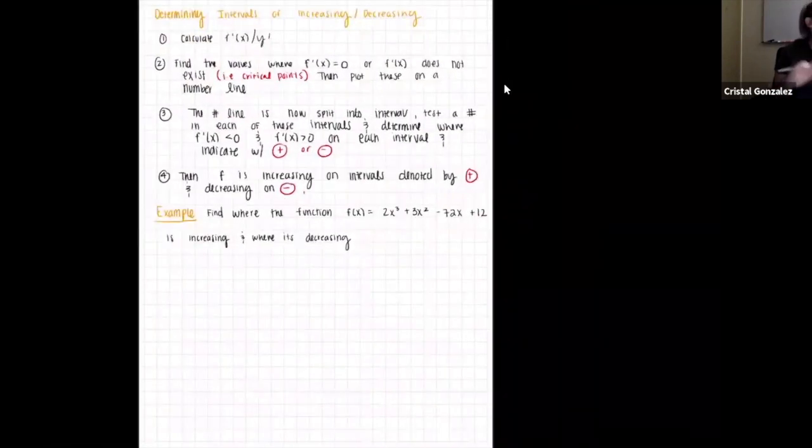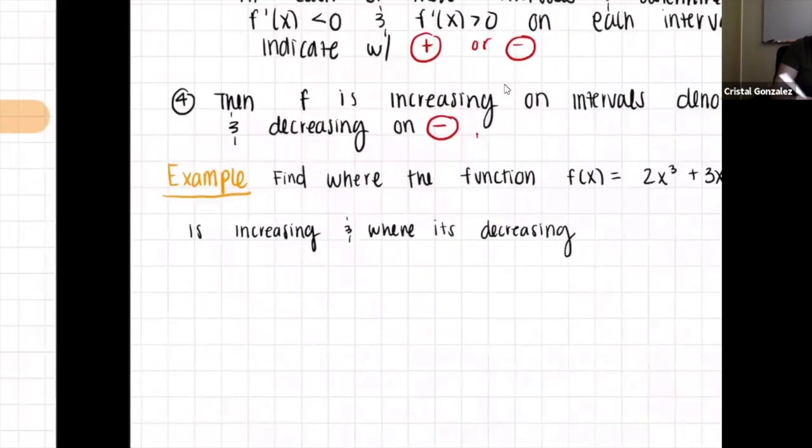So what I want to do now is follow along the steps that we outlined here, just so that we can see how they come into play. So our first step here is to calculate f prime of x. So let's go ahead and do that.